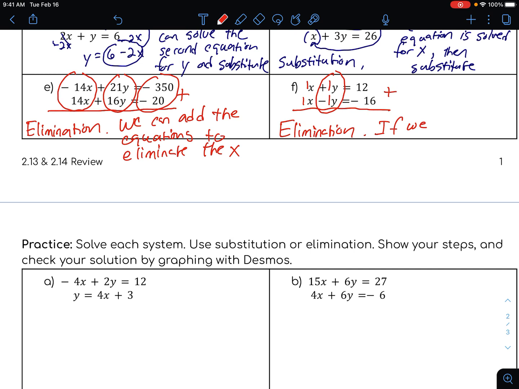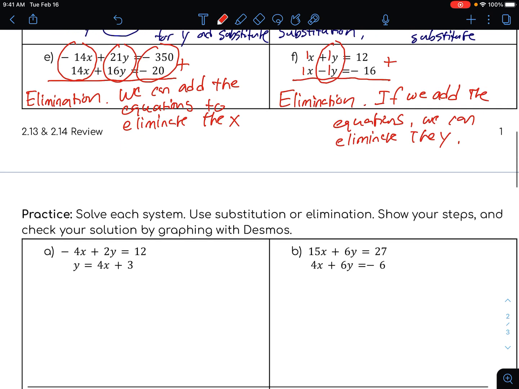If we add the equations, we can eliminate the y. And likewise, if we subtract the equations, we could eliminate the x. So that's kind of how you're thinking through those problems.